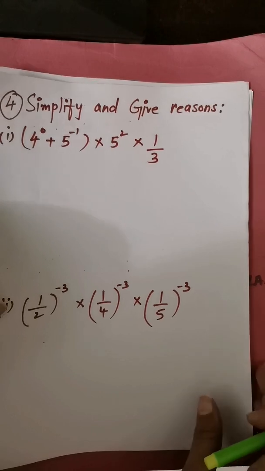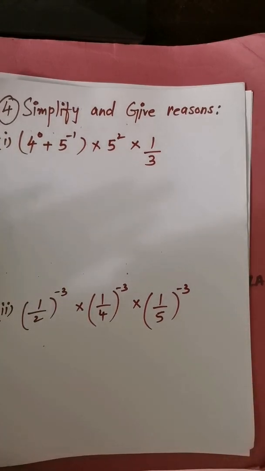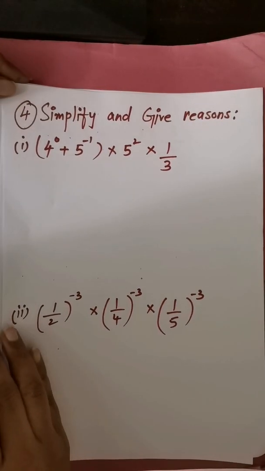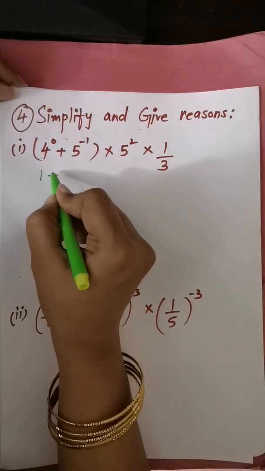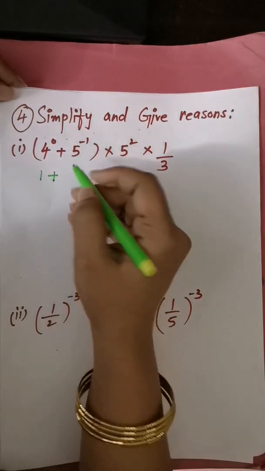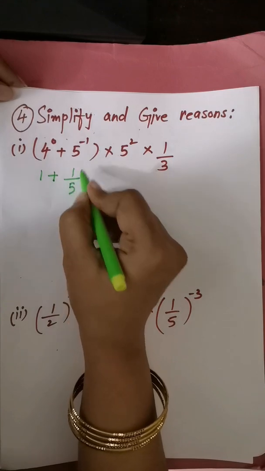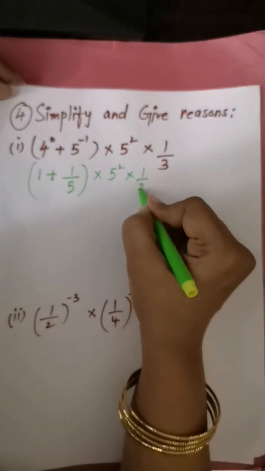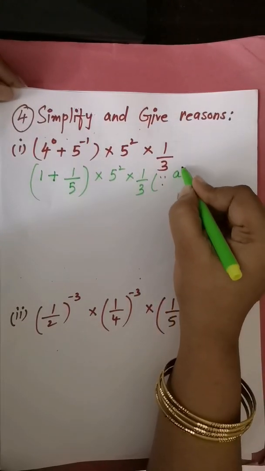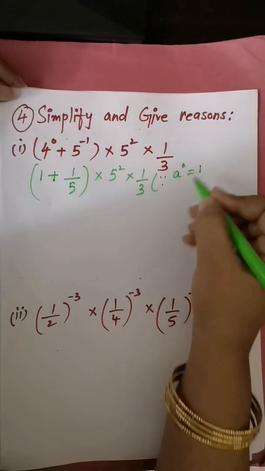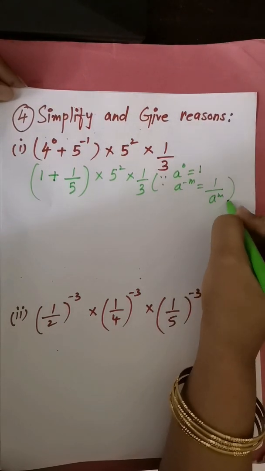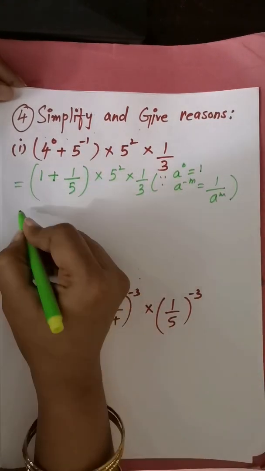simplify and give reasons. Now we already know that any number to the power of 0 is 1. So 4 to the power of 0 is 1, plus 5 to the power of minus 1 will be 1 by 5 into 5 to the power of 2 into 1 by 3. Here which laws we have applied? A to the power of 0 is 1 and a to the power of minus m is equal to 1 by a to the power of m. These two laws we have applied in this step.